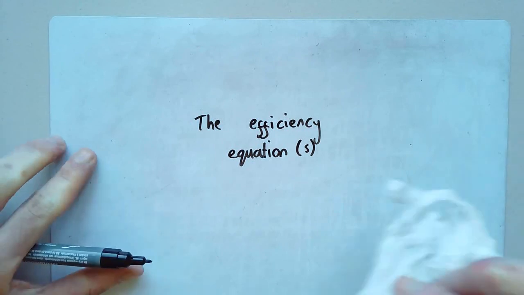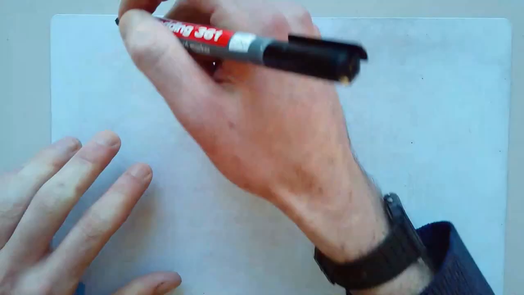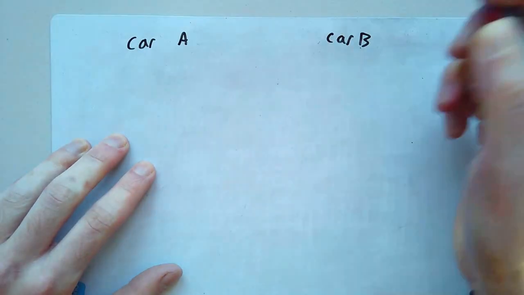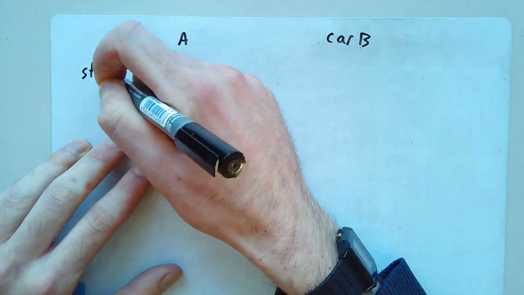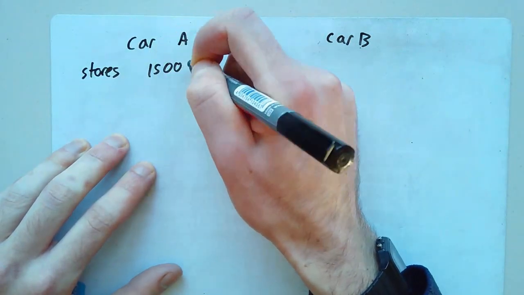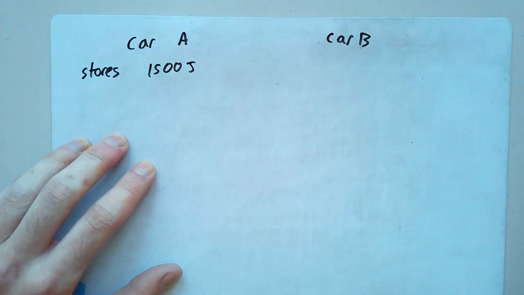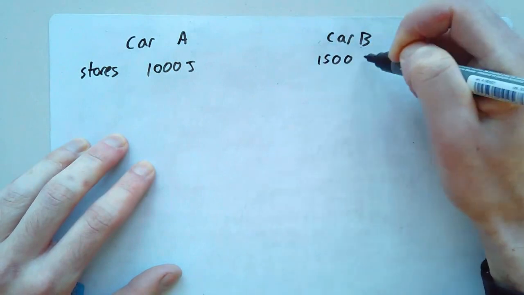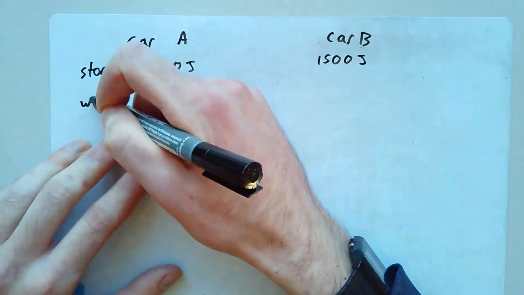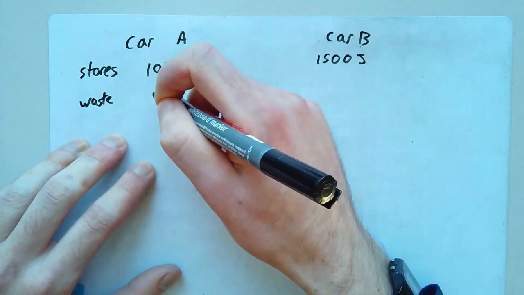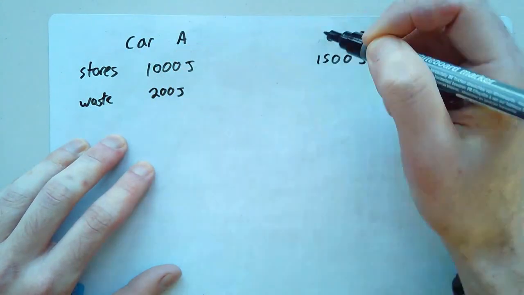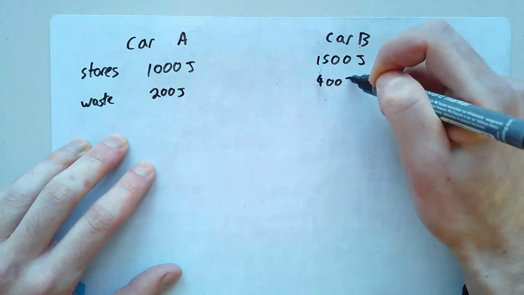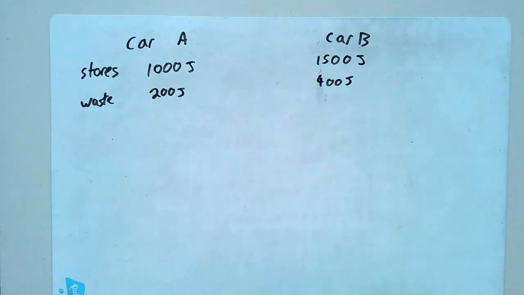Let's get started. Last time, I had two cars. I had car A and I had car B. Car B, no, sorry, the other way around. Car A was storing 1,000 joules and car B was storing 1,500 joules. They both waste energy. How much? Car A wasted 200 joules, car B wasted 400 joules, if I remember correctly. Now the question was, out of these two, which one is more efficient?